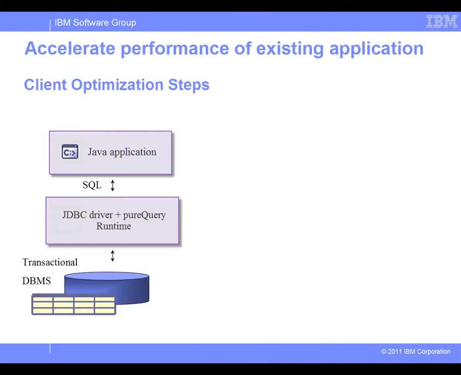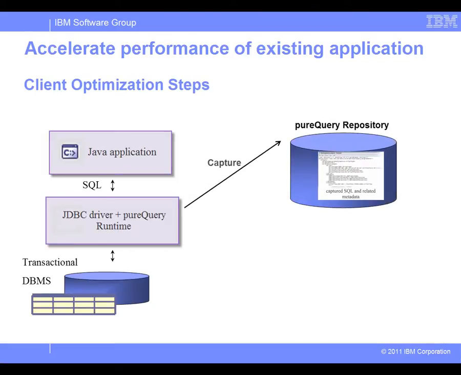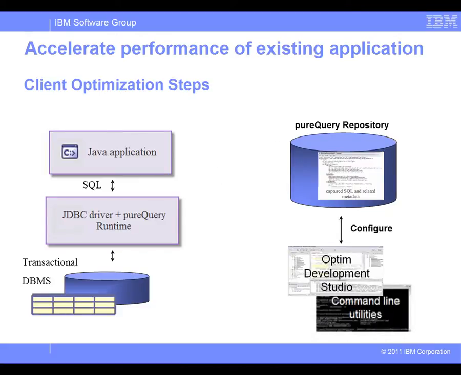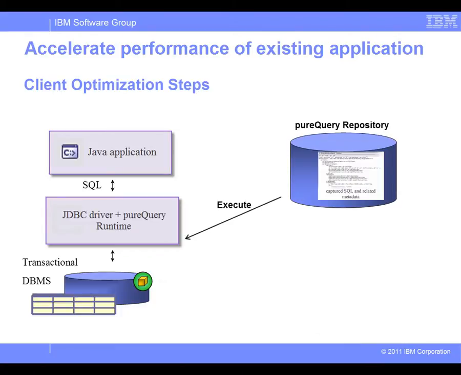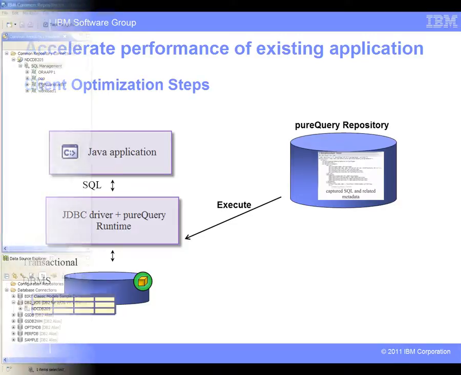Jackie will use a common Pure Query client optimization process that consists of capturing the SQL statements that are executed by an application into a central repository, defining the mapping from SQL to database packages, binding the captured SQL statements into packages on the target database, and finally, configuring the runtime environment to run SQL statements statically by exploiting the packages that were created.